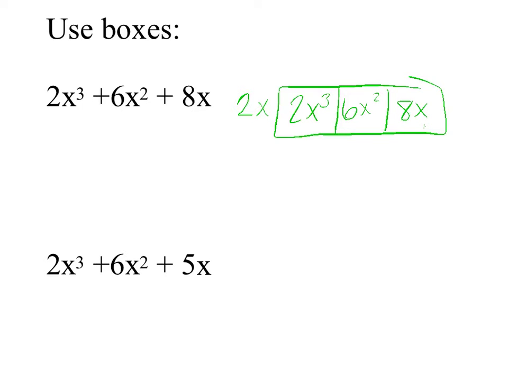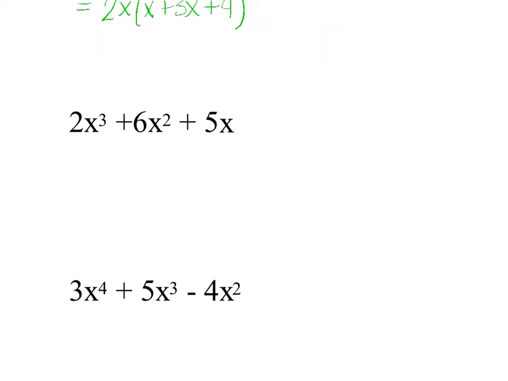And now it's just a matter of figuring this out. So 2x times x squared would give me 2x cubed. And 2x times 3x would give me 6x squared. And 2x times 4 would give me 8x. So then I can say that 2x times x squared plus 3x plus 4 equals the polynomial.